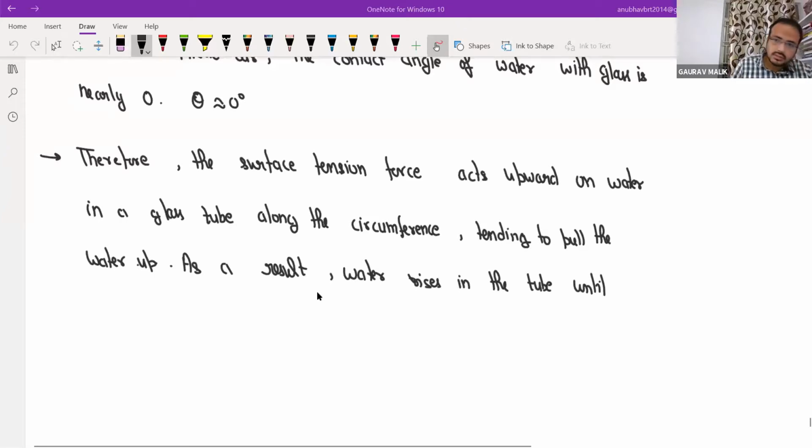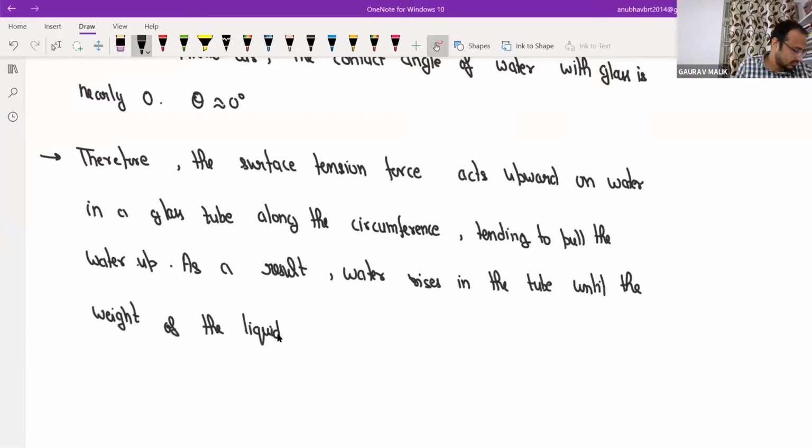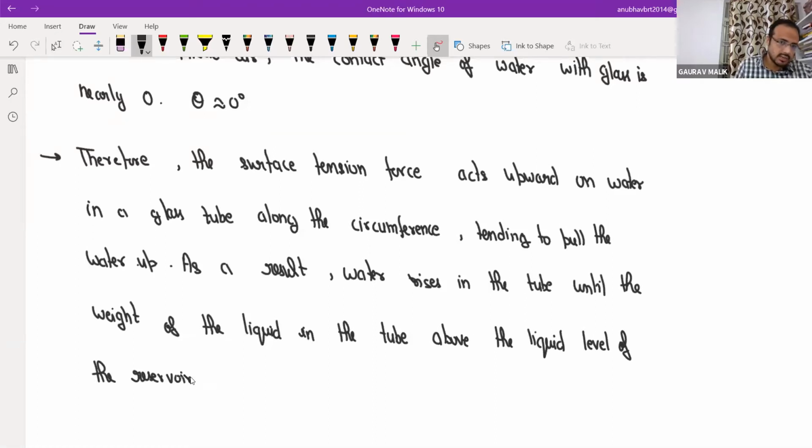Until the weight of the liquid in the tube above the liquid level of the reservoir balances the surface tension force.